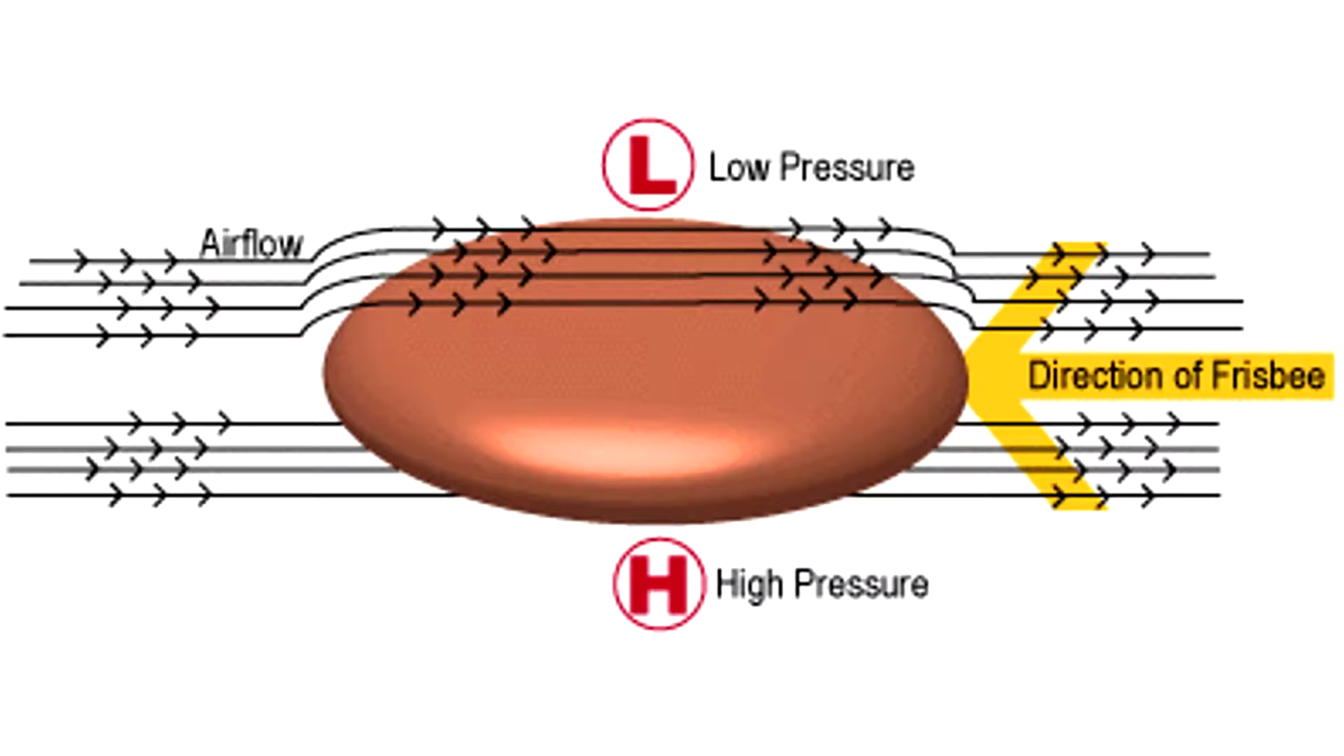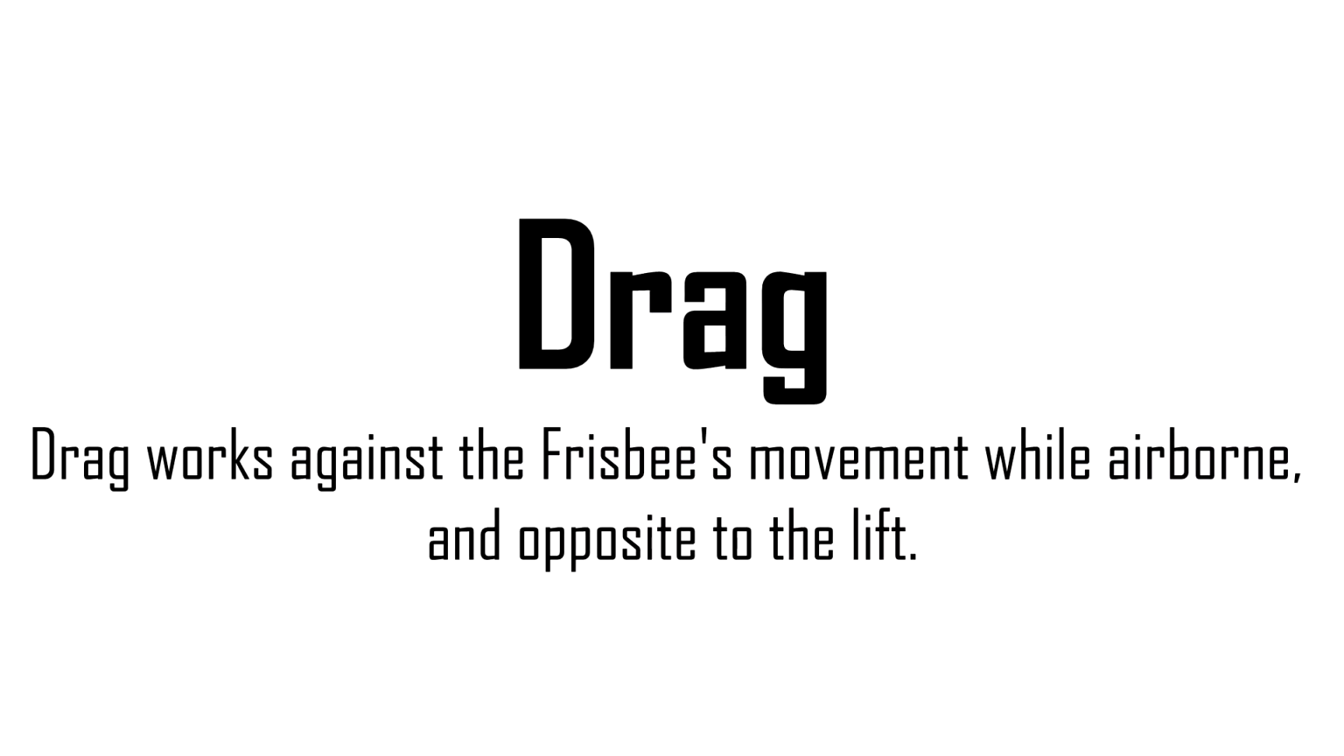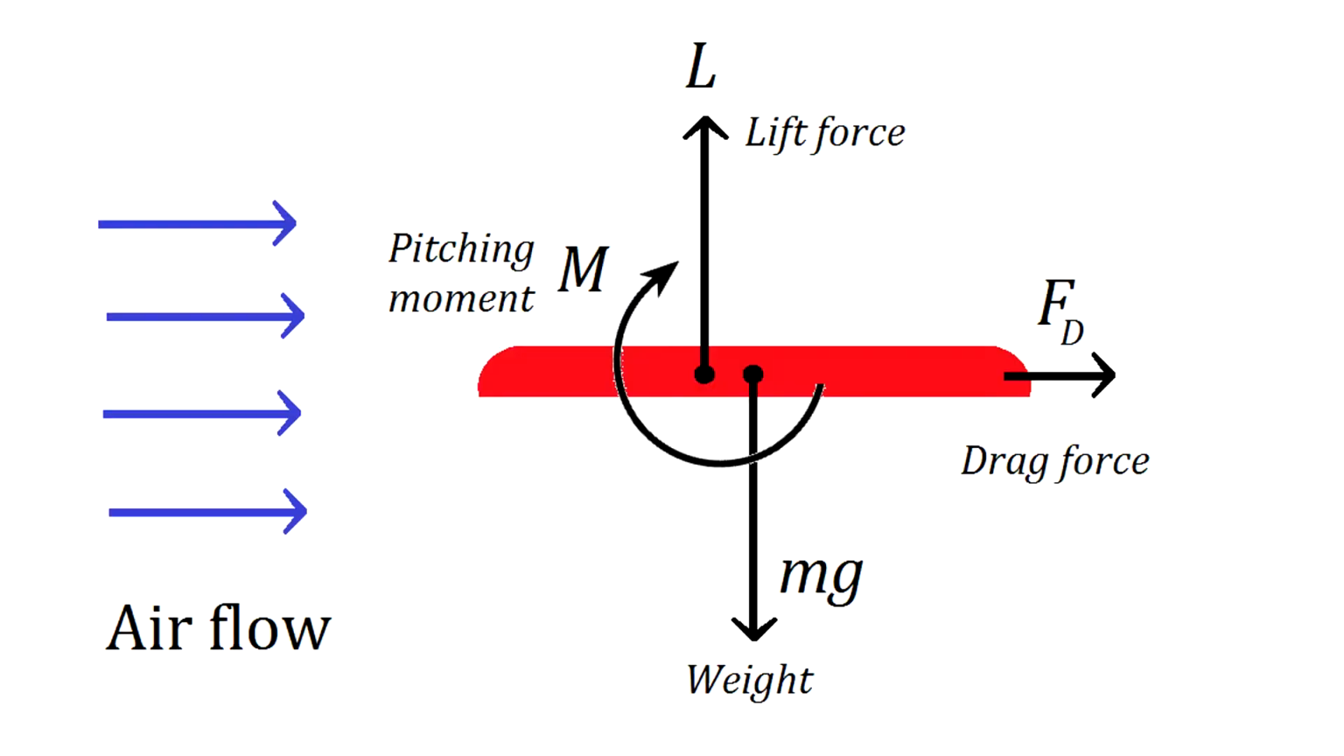This difference in pressures is what causes the lift of the disc, and which allows the frisbee to stay in air for so long. Drag is the force that works against the frisbee's movement while airborne and is opposite to the lift. The drag force, along with gravity, which acts on all objects the same, is what causes a frisbee to eventually hit the ground.